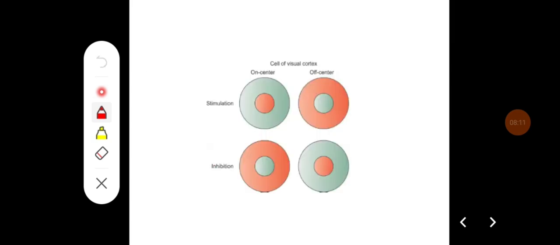So this is what occurs in on center: when the center is stimulated by red and the periphery is stimulated by green, it is going to appear as red. And similarly, when the center is inhibited by green and the periphery is inhibited by red, it appears red. And similarly for the green in the off center.